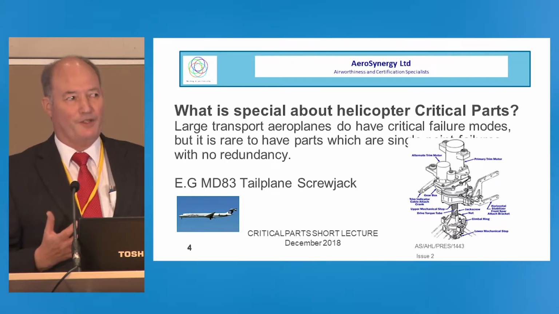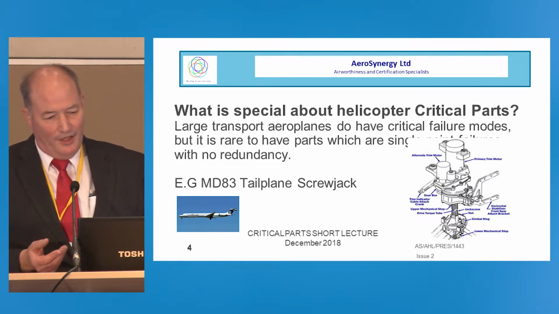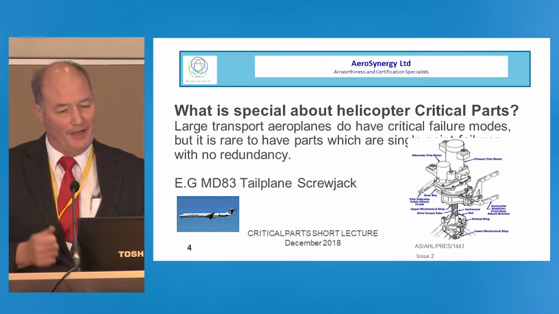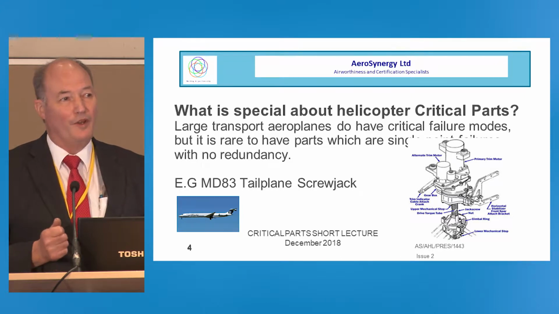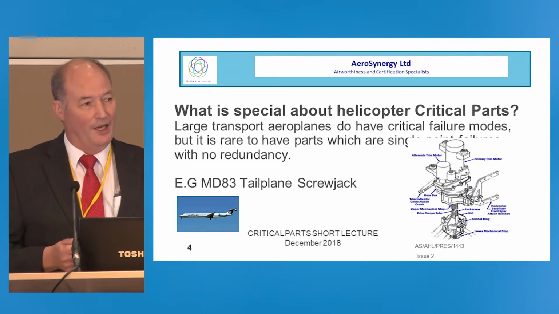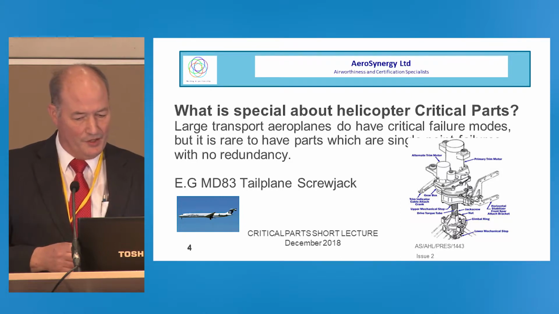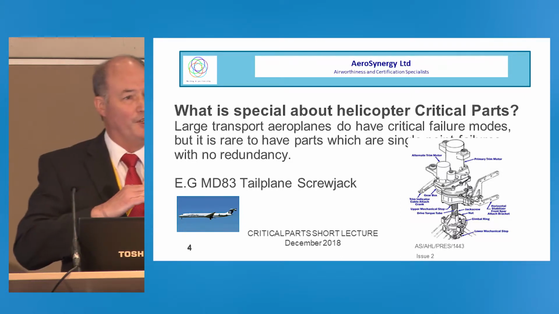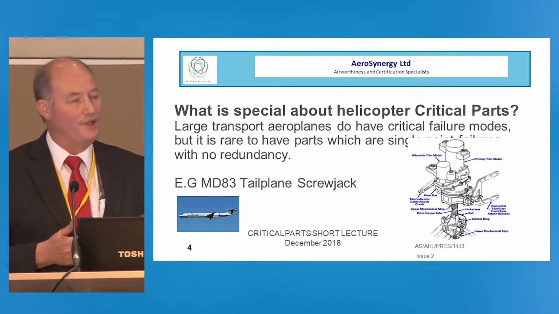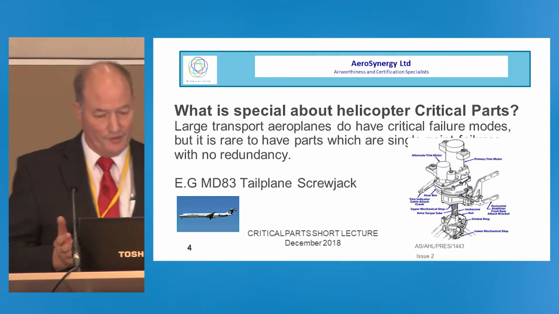So, what's so special about critical parts? I'm going to talk for a moment about transport aeroplanes as a comparison. Large transport aeroplanes certainly have critical failure modes, but it's very rare to have a single point failure with no redundancy, because usually you can design redundancy into the system. The one example we could think of where you physically can't have redundancy is the screw jack on the tailplane to adjust the pitch for trim. You can only have one, otherwise they'd fight each other. And as we sadly saw with the example of the MD-83 in Alaska some years ago, a failure of that, of course, is catastrophic.